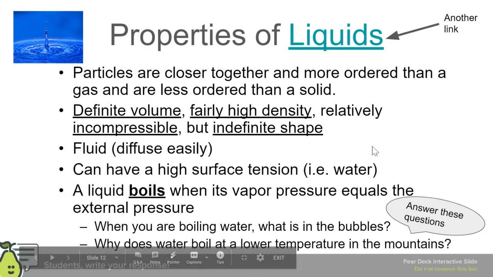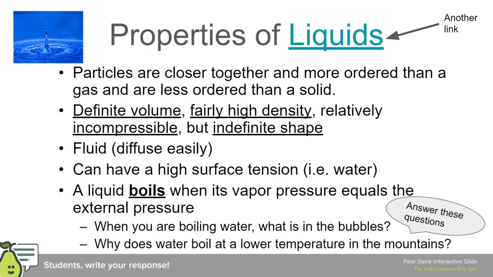Properties of liquids. So liquids, once that motion starts, that motion's moving, but the particles are still relatively close together. So liquids have a definite volume, but they will take the shape of a container. That's the indefinite shape. So if you take a water bottle and pour that water into a bowl, it has changed shape, but you have not changed the volume. Now, how is that different from solids? Solids have a fixed shape and a fixed volume.